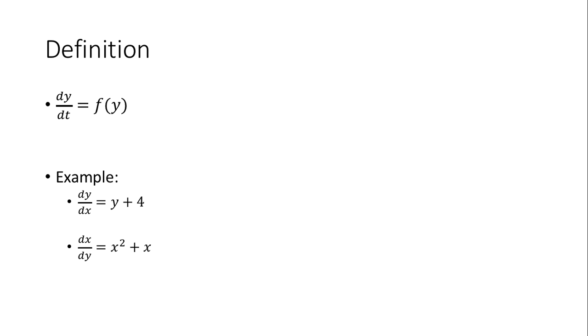So for example, dy/dx is equal to y plus 4. There's no x in the function. And dx/dy is equal to x squared plus x, and there is no y, so there's no independent variable in our function.